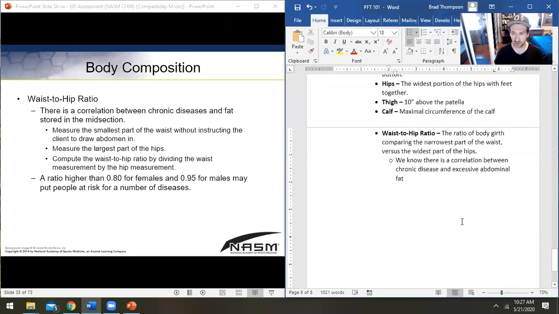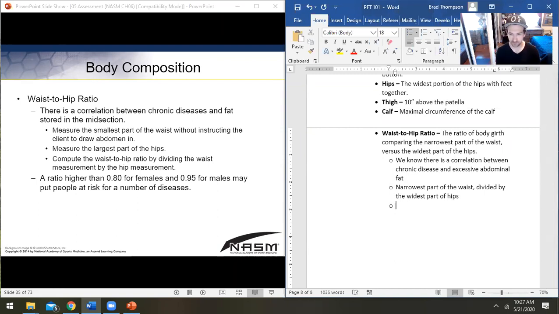What we are looking for is the narrowest part of the waist divided by the widest part of the hips. I did it again, I said hips. Narrowest part of the waist divided by the widest part of the hips. That's your waist to hip ratio.